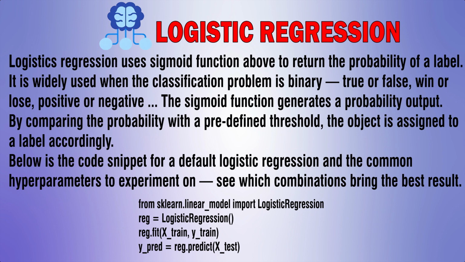Now start with logistic regression. Logistic regression uses the sigmoid function above to return the probability of a label. It is widely used when the classification problem is binary: true or false, win or lose, positive or negative. The sigmoid function generates a probability output. By comparing the probability with a predefined threshold, the object is assigned to a label accordingly.